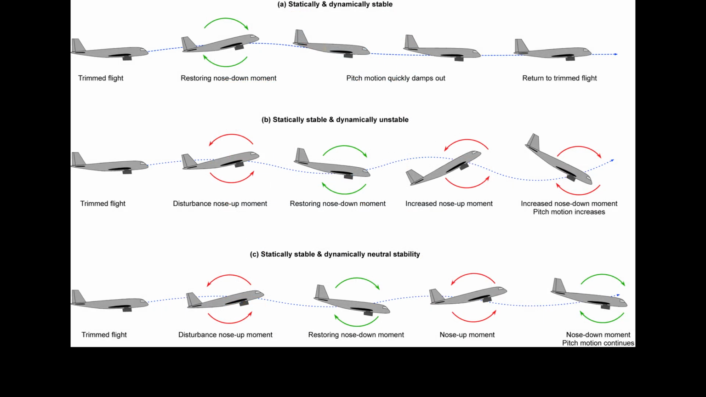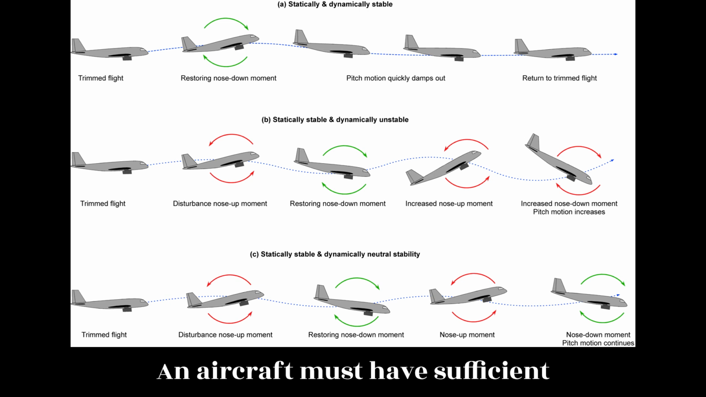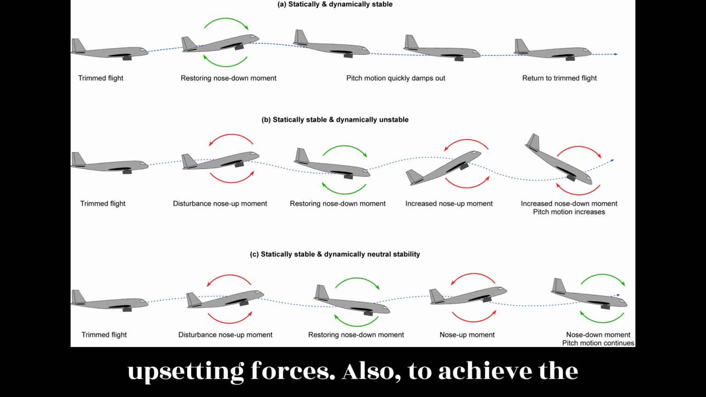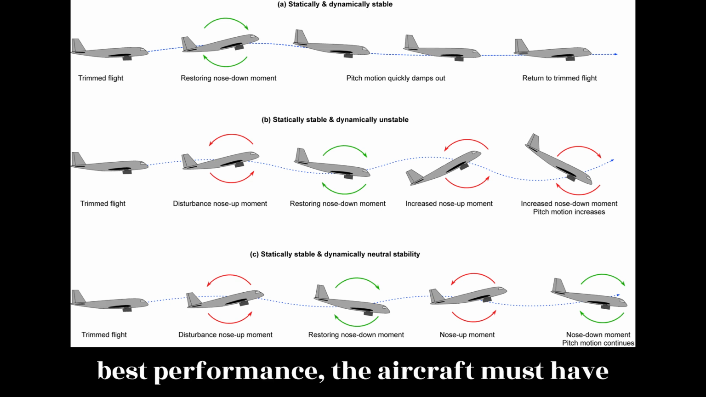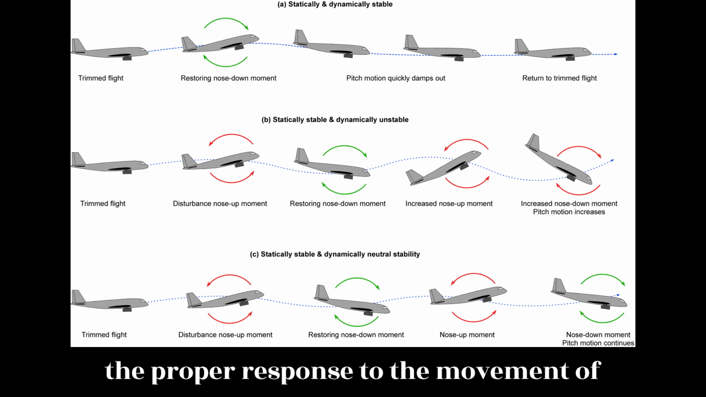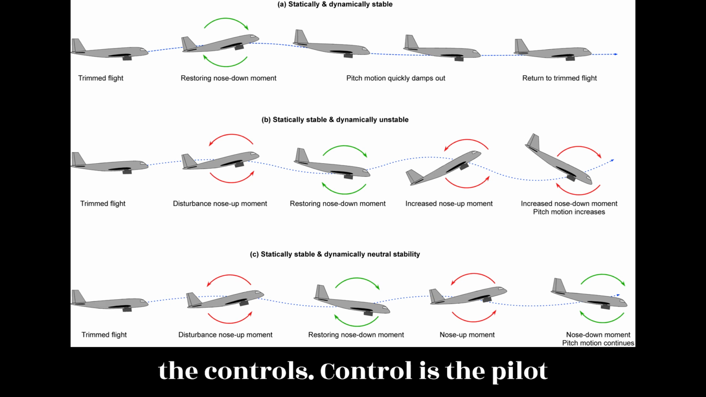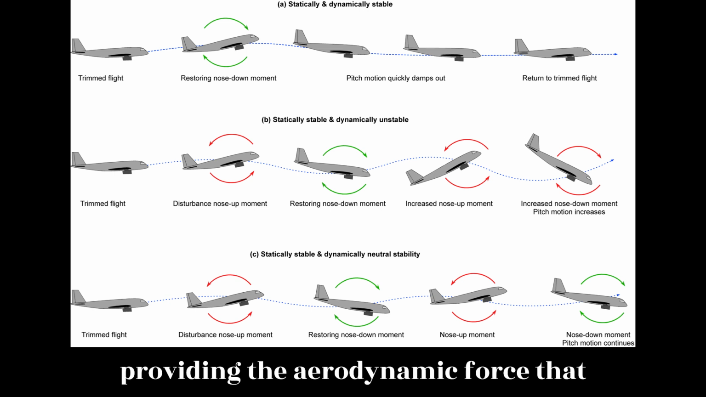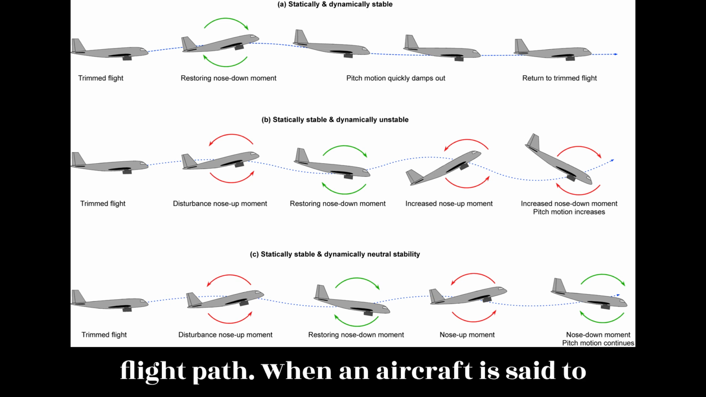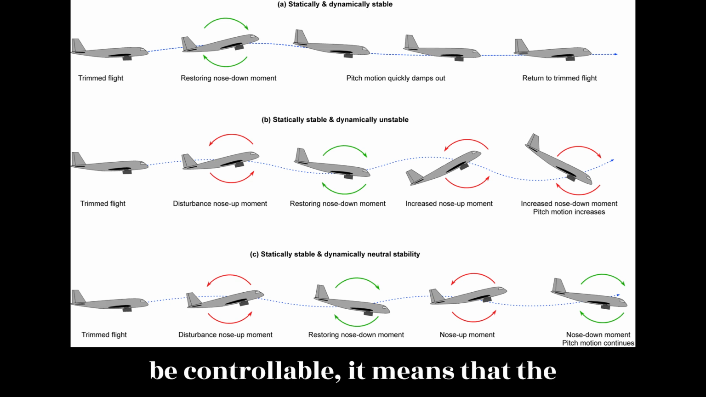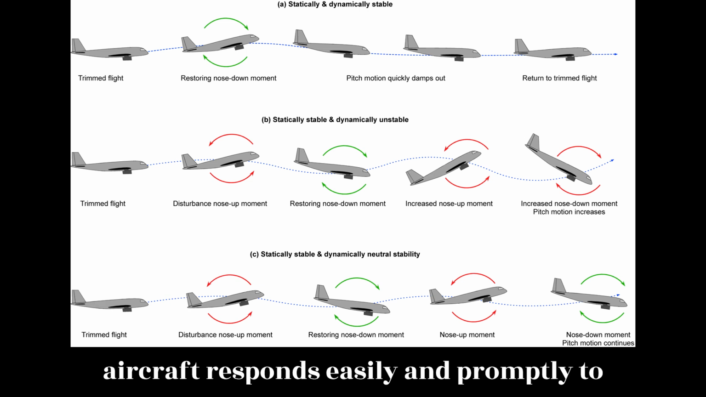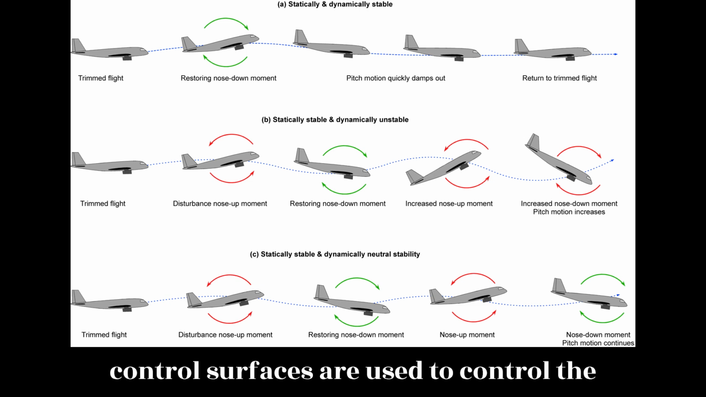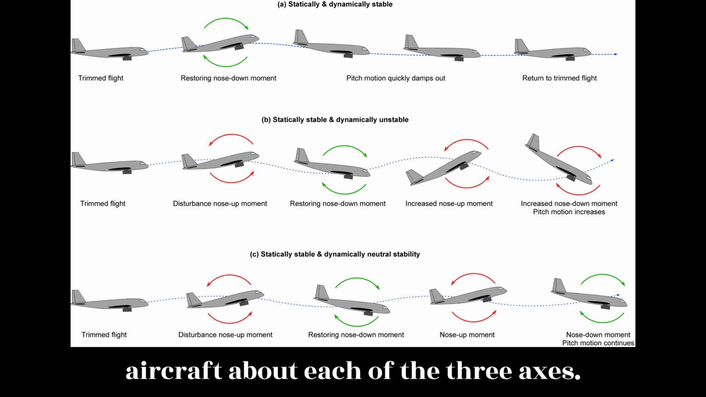Stability and control. An aircraft must have sufficient stability to maintain a uniform flight path and recover from the various upsetting forces. Also, to achieve the best performance, the aircraft must have the proper response to the movement of the controls. Control is the pilot action of moving the flight controls, providing the aerodynamic force that induces the aircraft to follow a desired flight path. When an aircraft is said to be controllable, it means that the aircraft responds easily and promptly to movement of the controls. Different control surfaces are used to control the aircraft about each of the three axes.